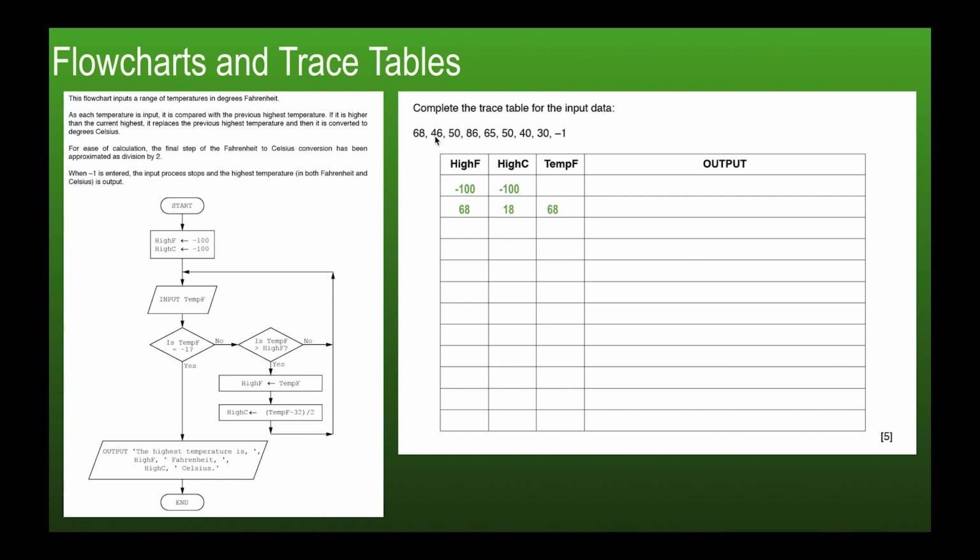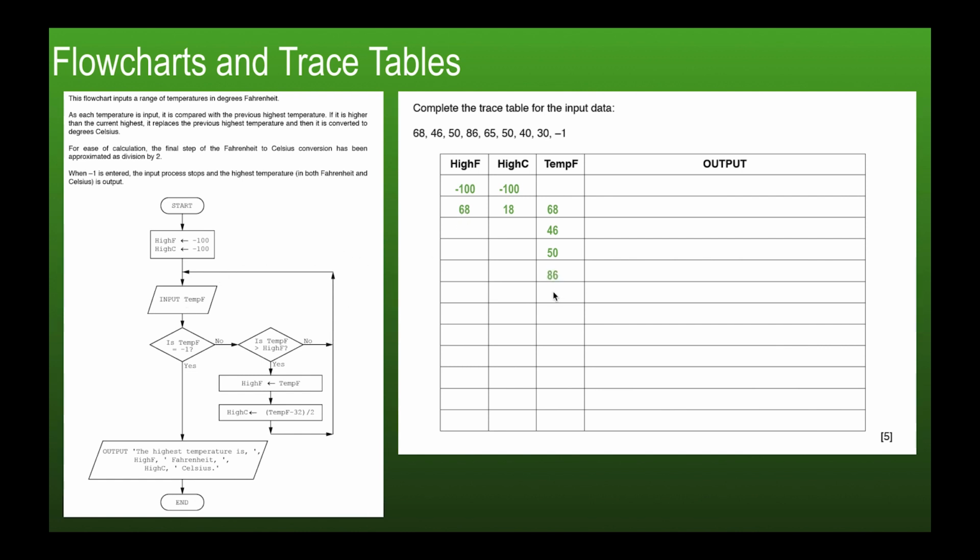What's our next temperature? Well, the next temperature is 46. Is 46 equal to -1? No. Is temperature F greater than high F? Well, no, it's not. 46 is lower than 68. So back we go around to here. What's our next temperature? It's 50. Okay, is 50 equal to -1? No. Is temp F 50 higher than high F? Well, no, it's not. So back around we go.